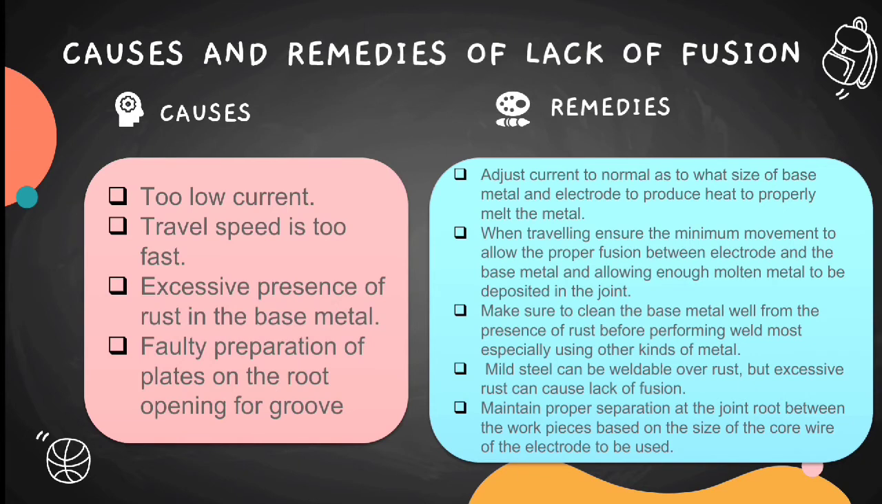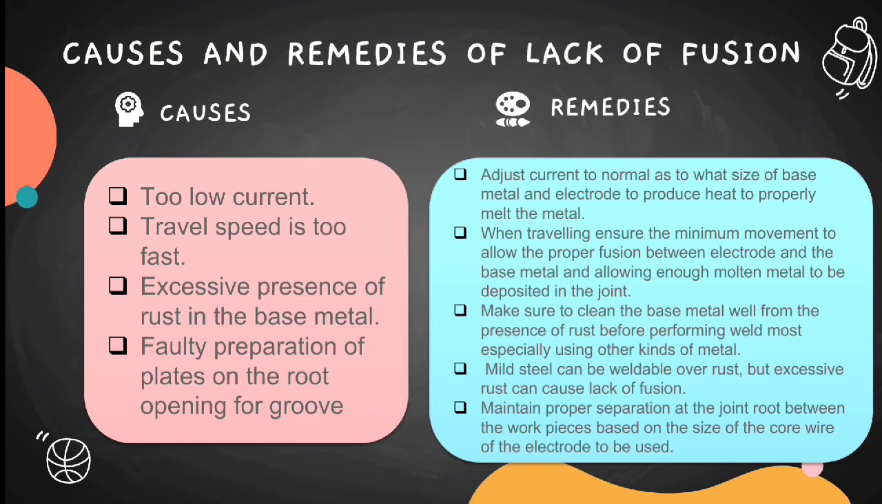First one is that we have too low current. Number 2, we have travel speed that is too fast. Number 3, we are having excessive presence of rust in the base metal. Number 4, faulty preparation of plates on the root opening for grooves.